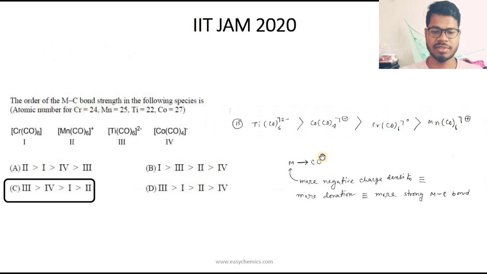Then the M-C bond strength. The M-C bond strength totally depends upon the negative charge density on the metal ion. Here titanium is 2 minus, CO is a neutral ligand, so titanium 2 minus, cobalt minus, chromium 0, and manganese plus. The metal that has more negative charge will donate more electrons to the carbon, so the metal-carbon bond will be stronger than the others. That's why it is 3, then 4, then 1, then 2. Option C is correct.